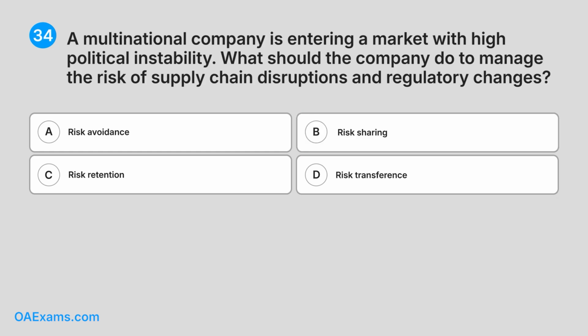34. A multinational company is entering a market with high political instability. What should the company do to manage the risk of supply chain disruptions and regulatory changes? A. Risk avoidance. B. Risk sharing. C. Risk retention. D. Risk transference. Do you know the answer?